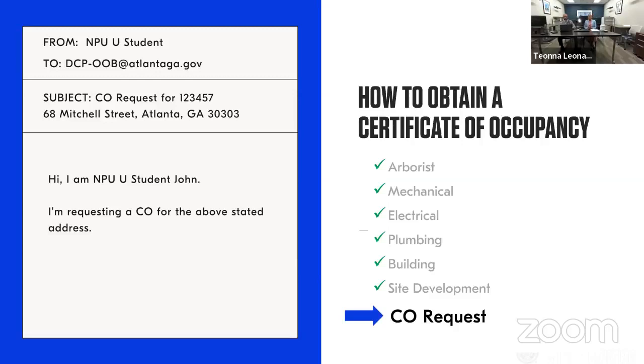In order to obtain a CO or a CC, you must pass all final inspections. All final inspections include all of your trade inspections, so your mechanical, electrical, and plumbing must each have a final inspection. Your building final inspection, your erosion final inspection, which ties into site development, and your arborist final inspection. You should have your site final inspection and your arborist final inspection before you call in your building final inspection.